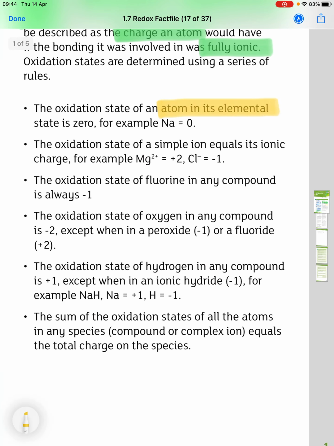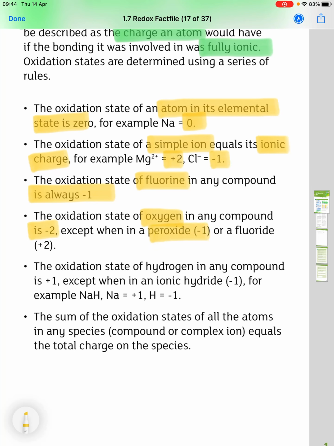So the oxidation state of an atom in its elemental state is 0. So for example, sodium would just be 0. The oxidation state of a simple ion equals its ionic charge. So for example, Mg2+ is +2 and Cl- is -1. The oxidation state of fluorine in any compound is always -1. The oxidation state of oxygen in any compound is -2, with two exceptions: in a peroxide, it's -1, and in fluoride, it's +2.